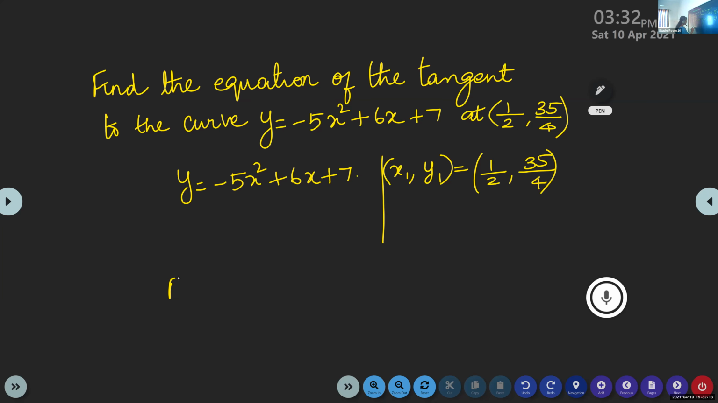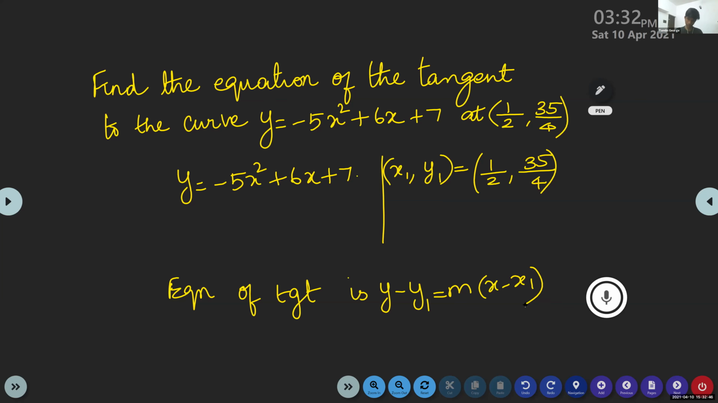So what is the formula for the equation of the tangent? It is y minus y1 is equal to m into x minus x1. What is m? M is the slope of the tangent, and it is given by dy by dx. So we are going to find out dy by dx.